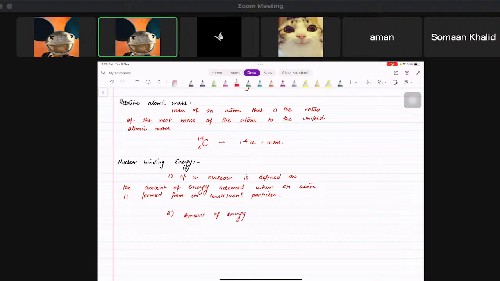Or you can write it is the amount of energy required to break up a nucleus into its constituent particles. So basically, both mean the same thing. When the formation is happening, energy is released, and to break up a nucleus, you need to give energy. This amount is the same, and it is the nuclear binding energy. Remember that this is a scalar quantity, and the symbol we use for this is delta E. Okay.